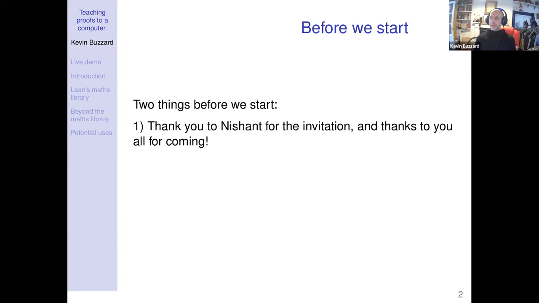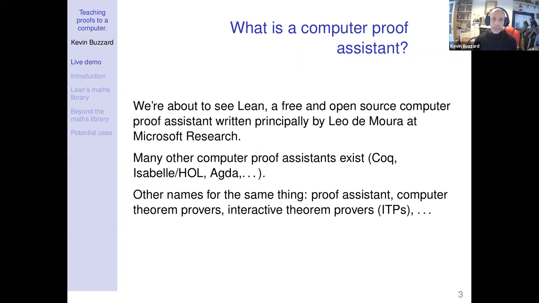So I'm going to talk about Lean, which is a free and open source computer proof assistant. A computer proof assistant is a computer program that turns the construction of a mathematical proof into a computer game, or that's one way of thinking about it, into a computer puzzle game. So I'm going to show you Lean, but there are many other computer proof assistants which exist. I named some on the slides. I'm only using Lean because it's the one I know very well.